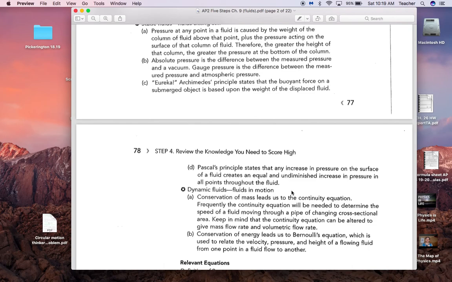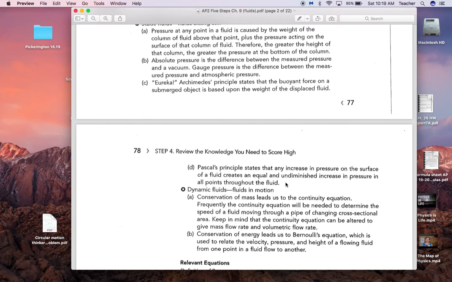Pascal's principle essentially says any increase in pressure on the surface of a fluid increases the pressure at all points of the fluid by that same amount. So the idea, for example, is like when we did that lab with the syringes, we had atmospheric pressure inside and outside the syringe to start with.